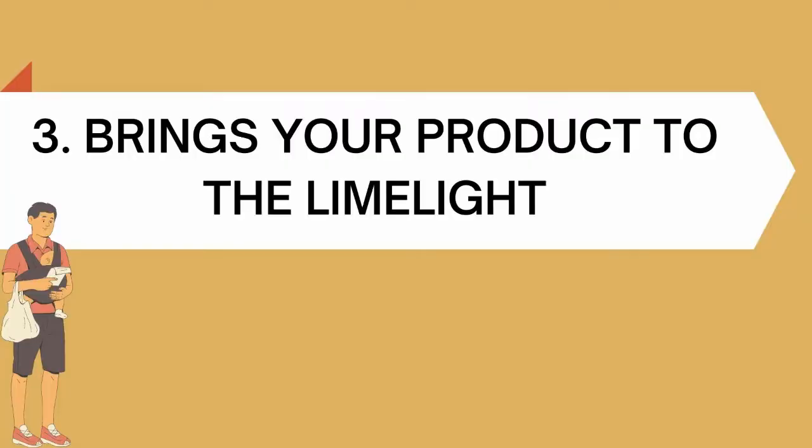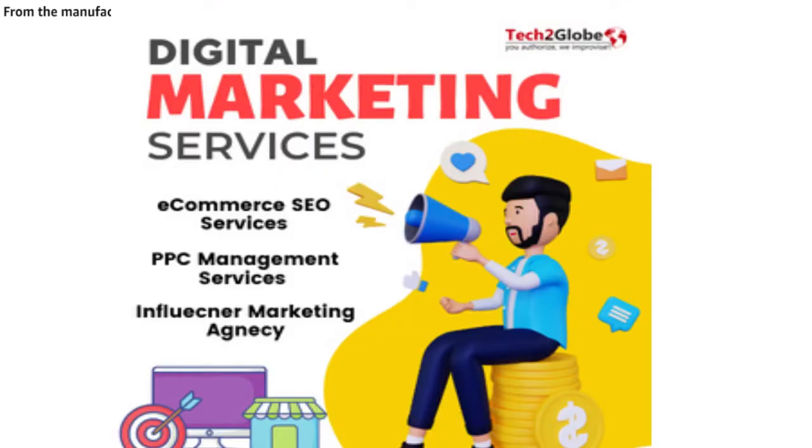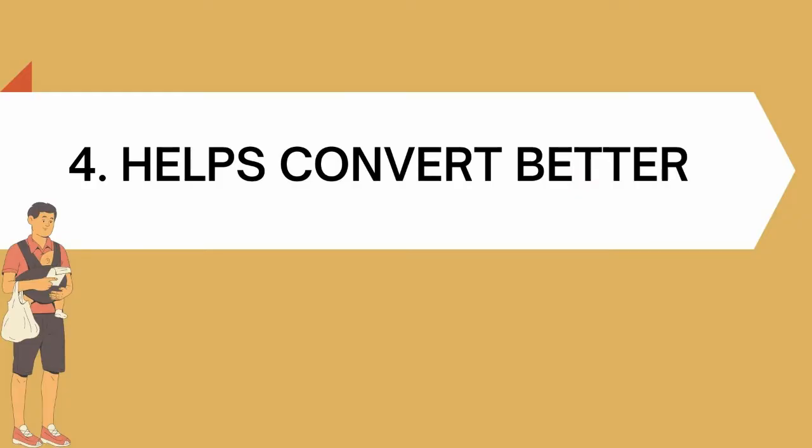Number three, bring your products to the limelight through A+ content. One of the best benefits of A+ content is that you can display big eye-catching images of your products, which is a very attractive thing. Basically, this gives you a huge opportunity to highlight every benefit, each feature of your product that you want to sell on Amazon. Number four, through A+ content, it actually helps you convert better sales.